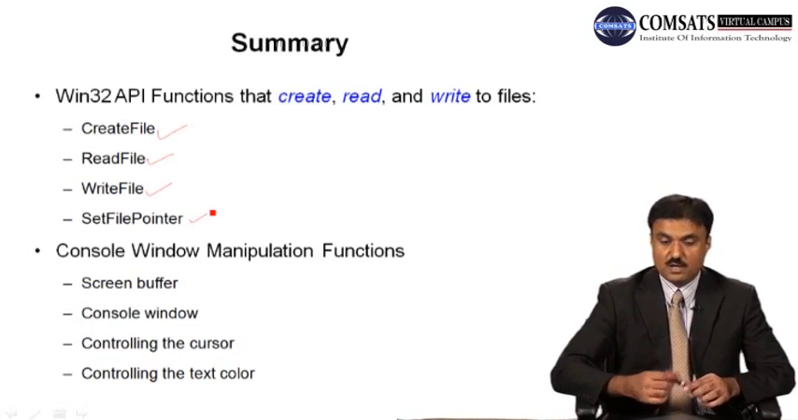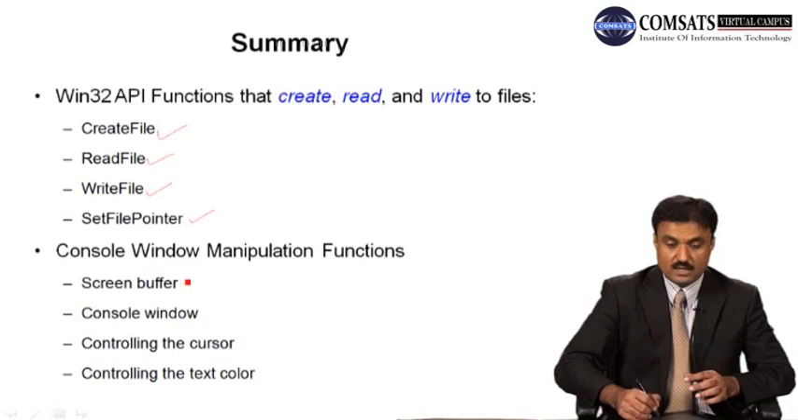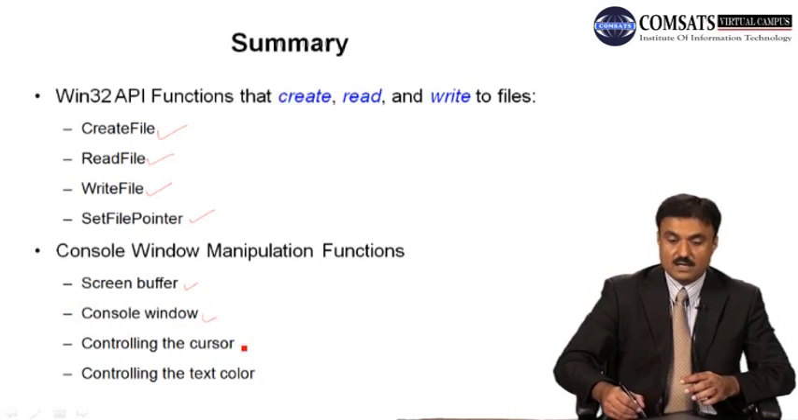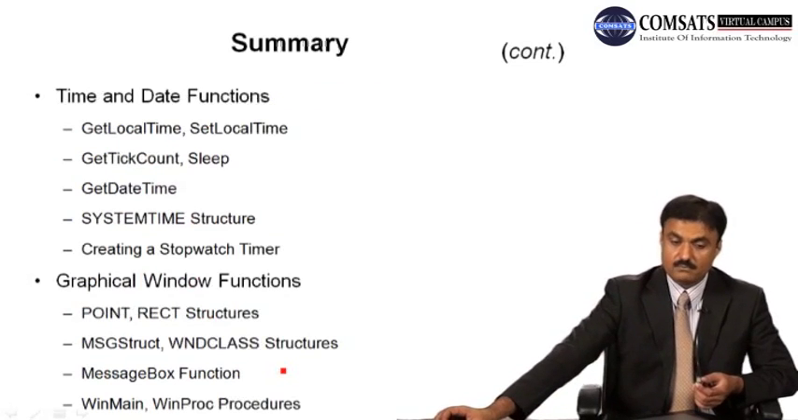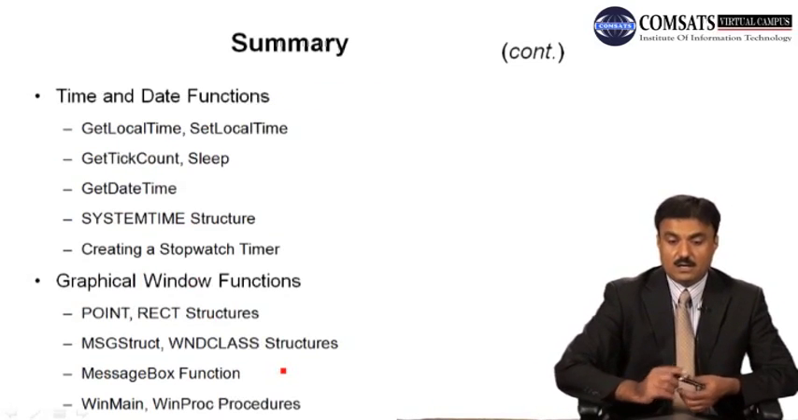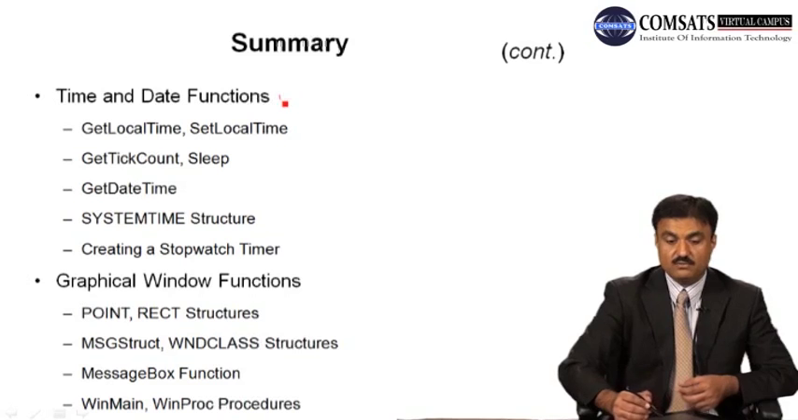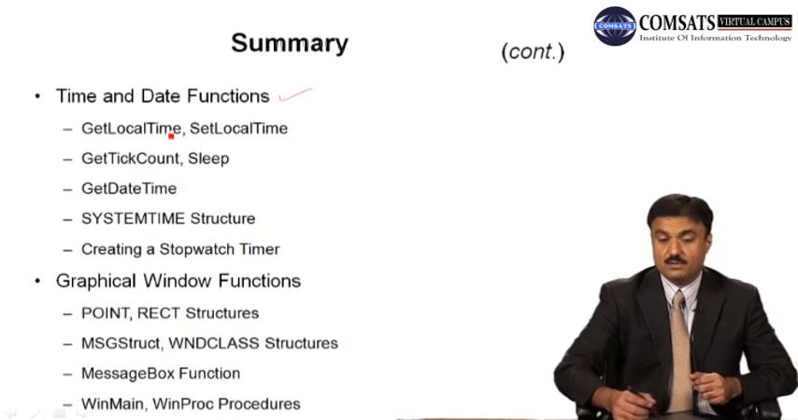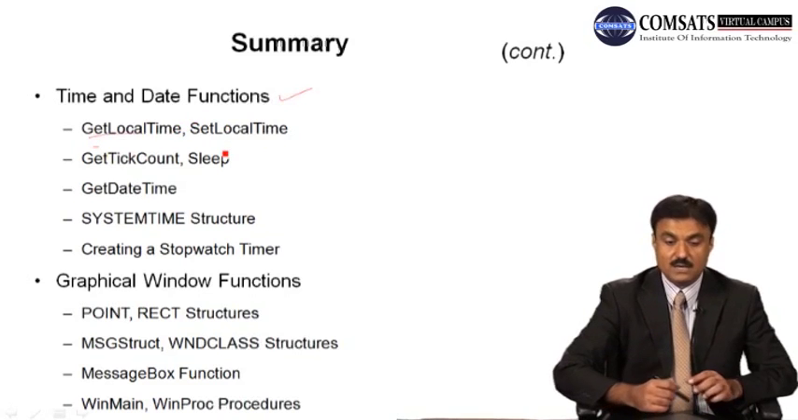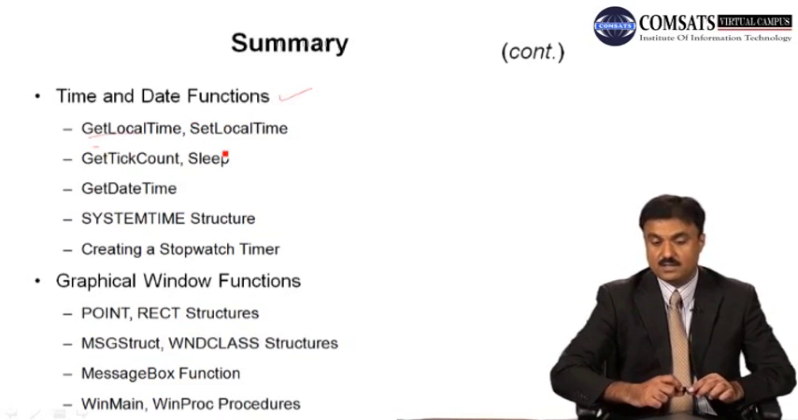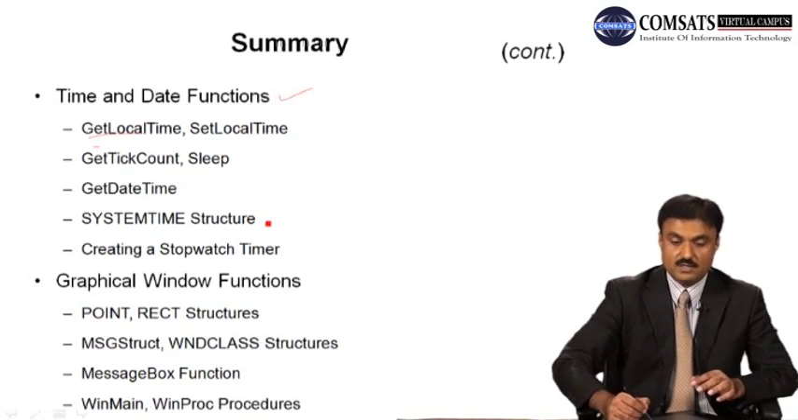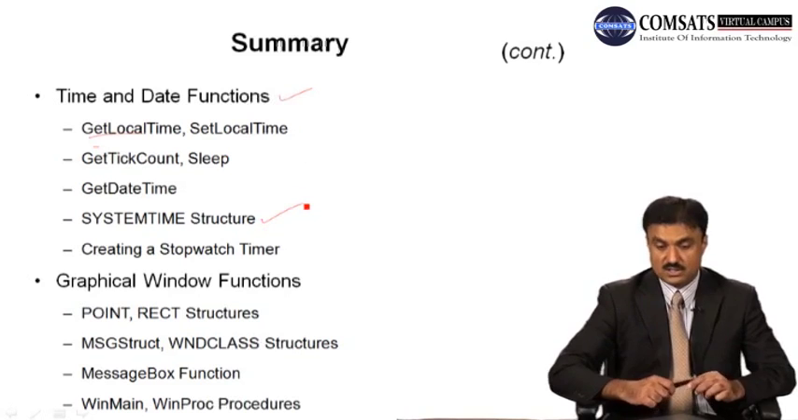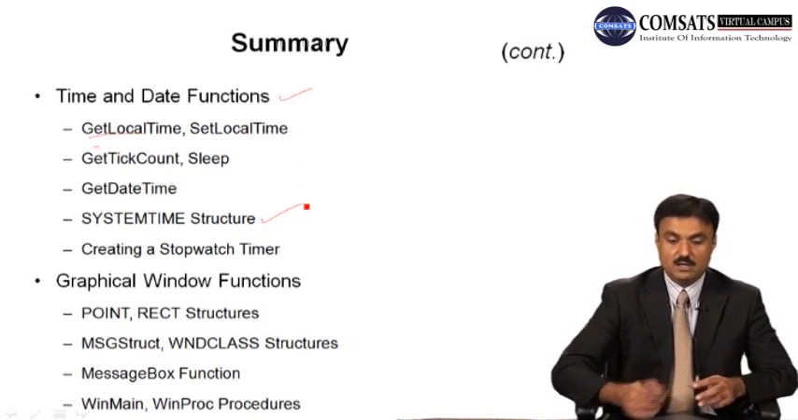Then we have console window manipulation. We can have a screen buffer, we can have a console window, we can control the cursor, we can control the text color and so on. Then we have the Win32 API functions for time and date. We can set and get local time. We can get tick count and sleep. We can get time, and then we have the time and date structure, or we can call it SystemTime.